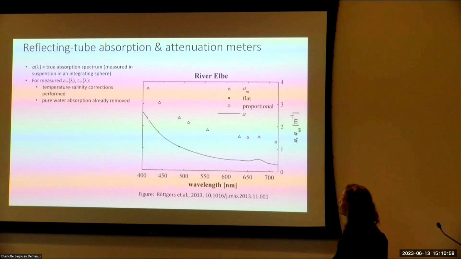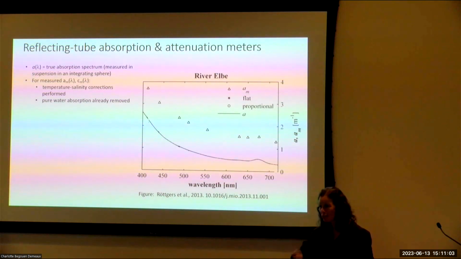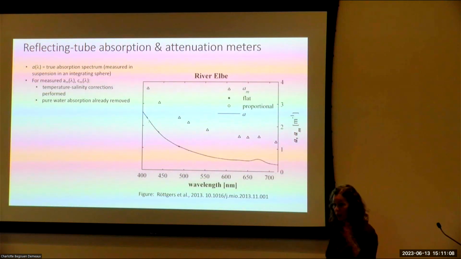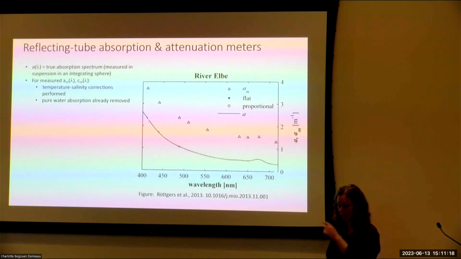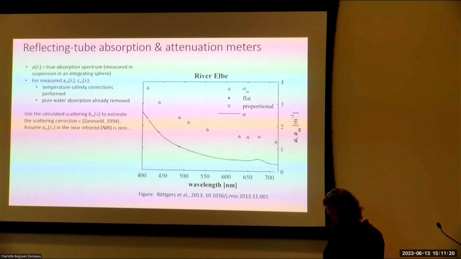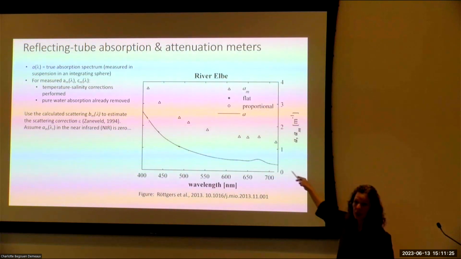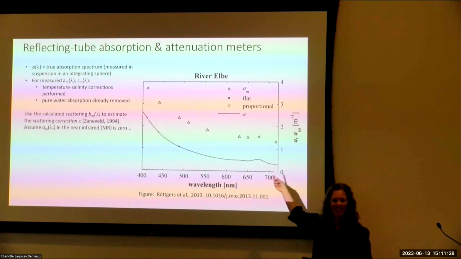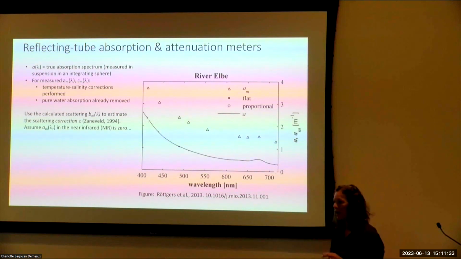Before we do any of these scattering corrections, we have to correct our measured absorption spectra for temperature and salinity of the water. Remove the water part and correct for any temperature and salinity offsets from the pure water estimate. That's already done for this. The little triangles here are the measured absorption. You can clearly see absorption is overestimated. It's too high. And there are a few different ways that we can go about this.